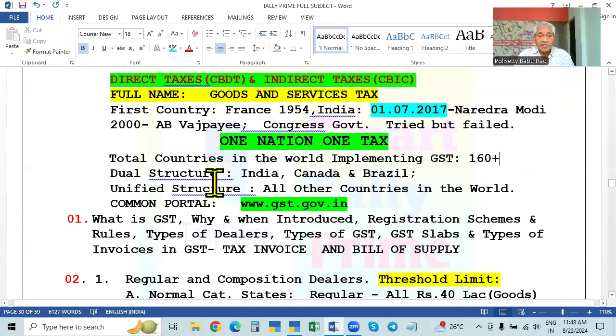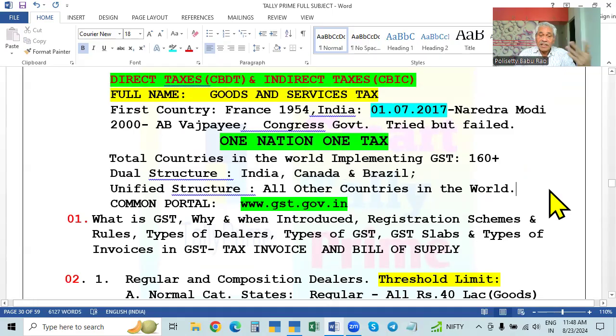One is the dual structure, and the other is the unified structure. Dual structure means both the state government and the central government separately collect GST; we will learn how they do that. That is why it is dual, state as well as central. That is why this structure is called the dual structure. In the world, India, Canada and Brazil are the only three countries following the dual structure, state government and central government.